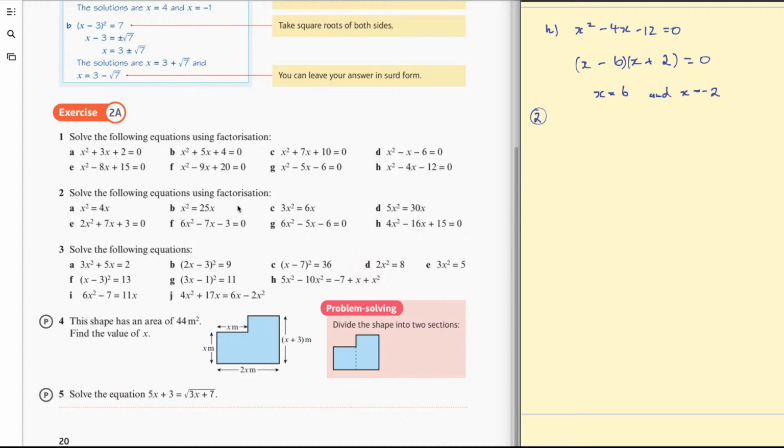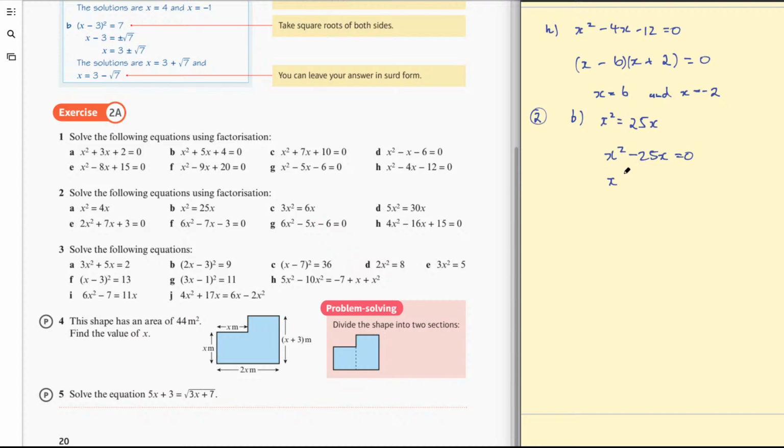Solve the following equations using factorization. Again, I'll do 3 of these. Let's see, I might do B, D, and F this time. So B, x squared equals 25x. Remember, don't divide through by x because you're eliminating a solution there of x equals 0. So rather bring everything over to the left hand side. X squared take 25x equals 0.